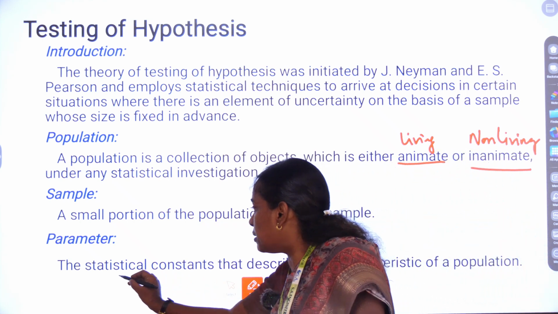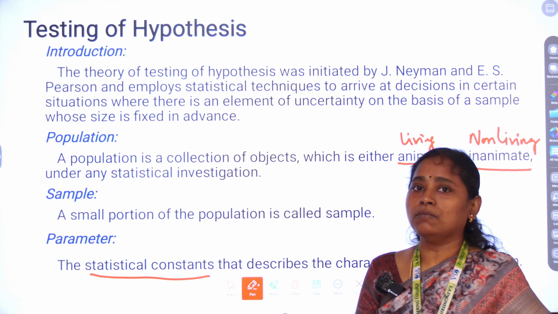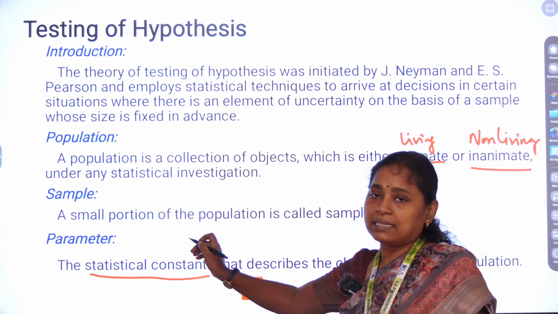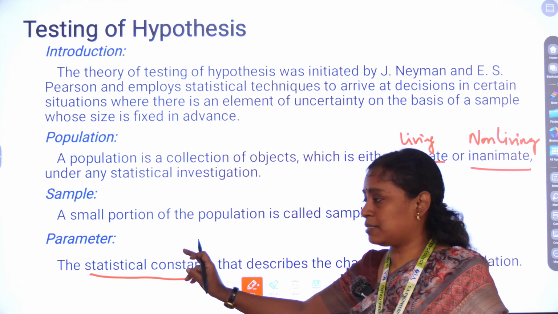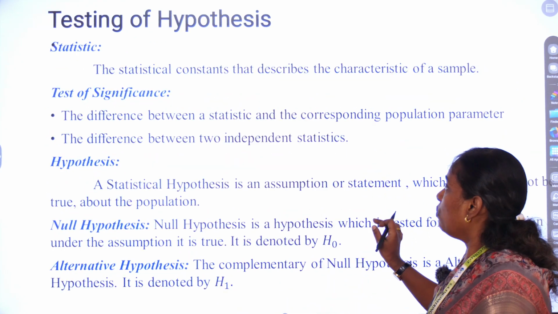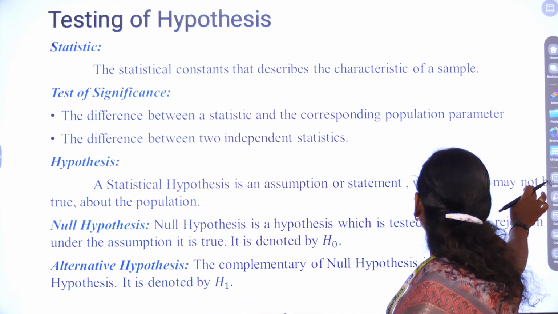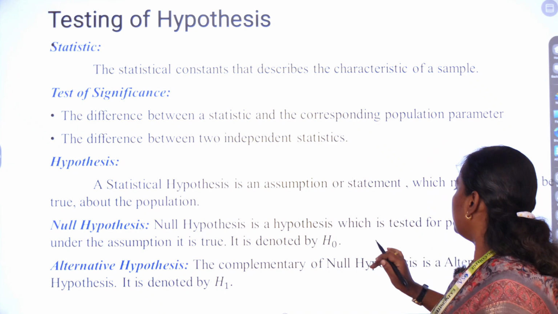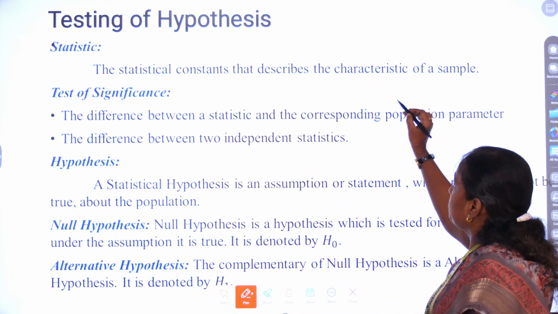Now let us see what is meant by statistical constants. You might have studied mean, median, mode, correlation, all these things, right? So that is known as statistical constants. When you compute that for the population, we call it as parameters. When you compute the same statistical constants for the sample, we call that to be a statistic.